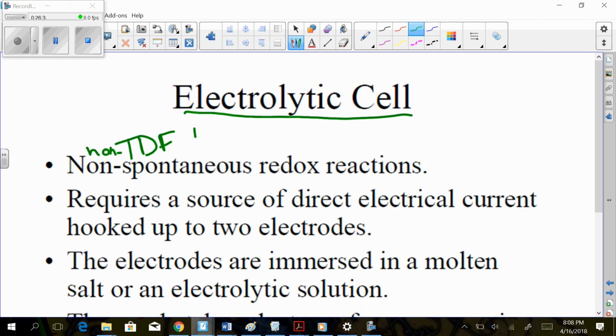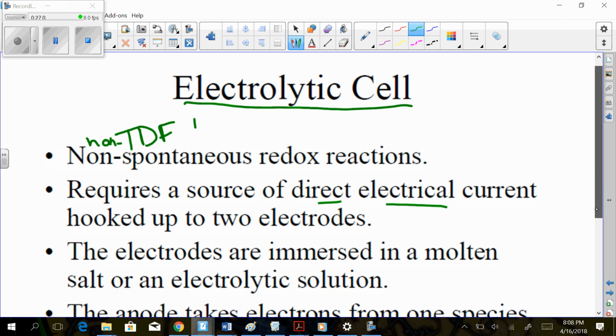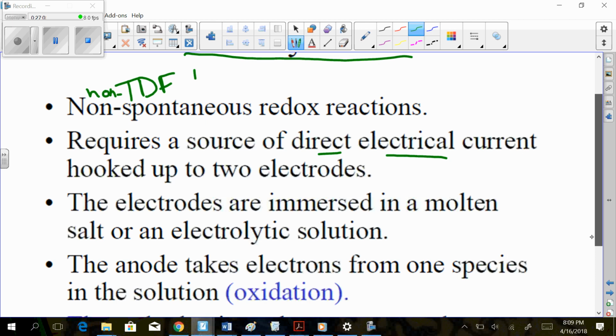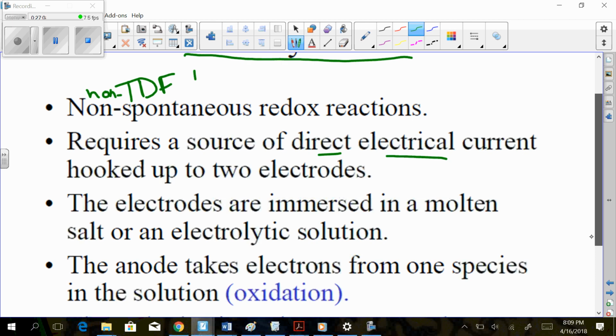And so those redox reactions require a direct current. Whereas galvanic or voltaic cells actually produce a current, electrolytic cells are the opposite, they require one. So if you have a cell where you have either a battery or some kind of power source hooked up to two electrodes, then you know it's an electrolytic cell.